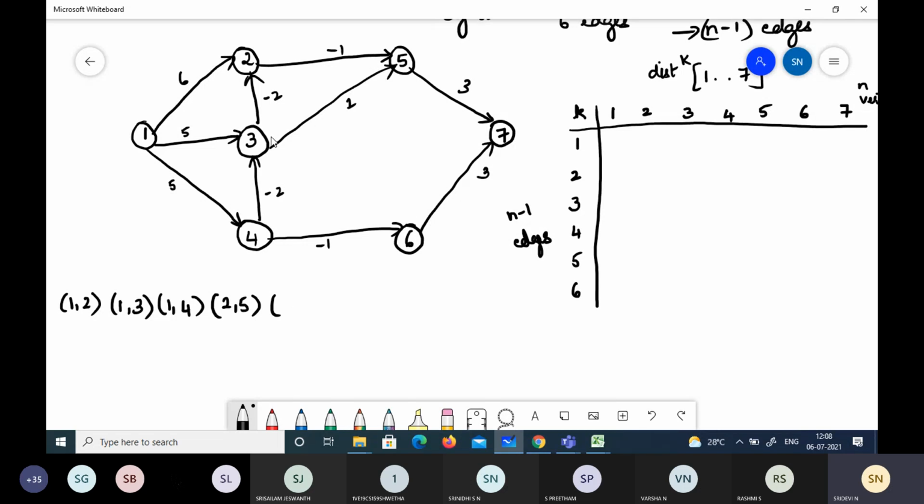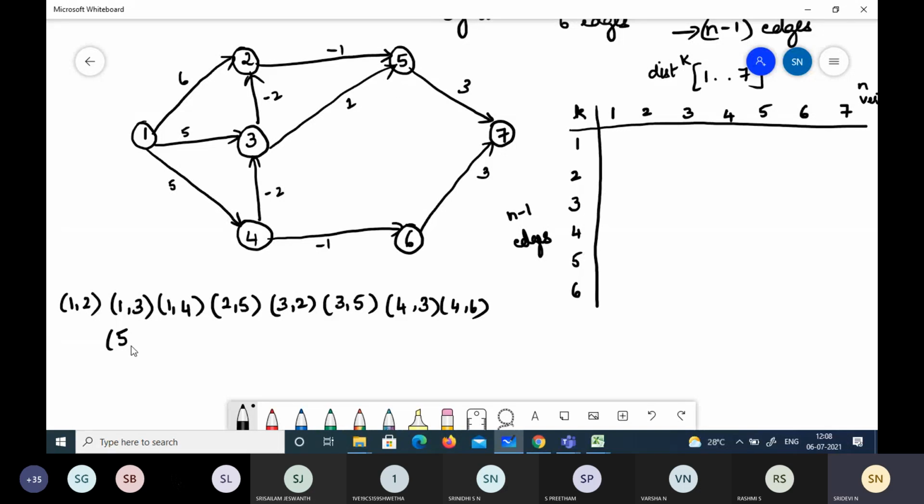Then we check with 3. How many edges do we have from 3? 3 to 2. There are 2. Yes. 3 to 2, then 3 to 5. Right. Then we'll check with 4. So we have 2 edges going out, in order: 4 to 3, 4 to 6. Then we'll take up 5. So what is the only edge which is going out from 5?